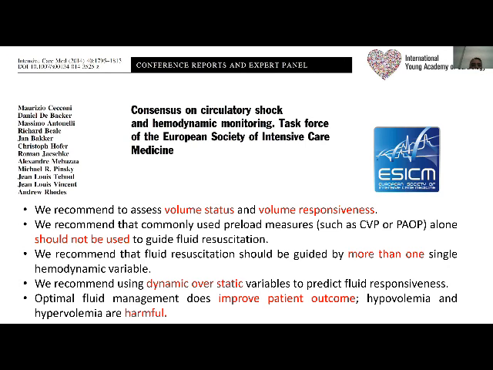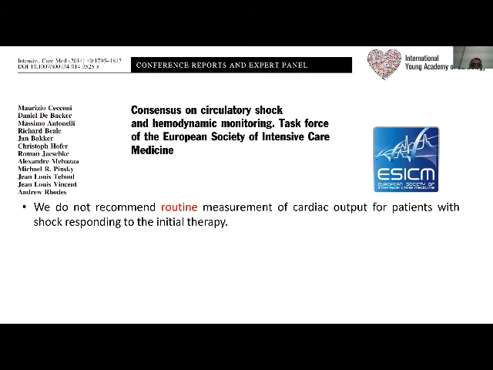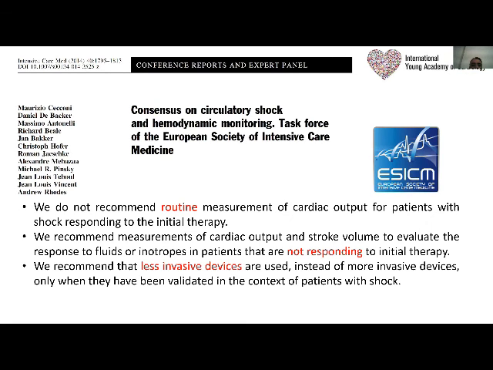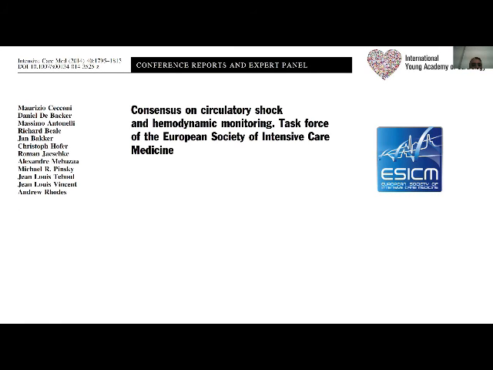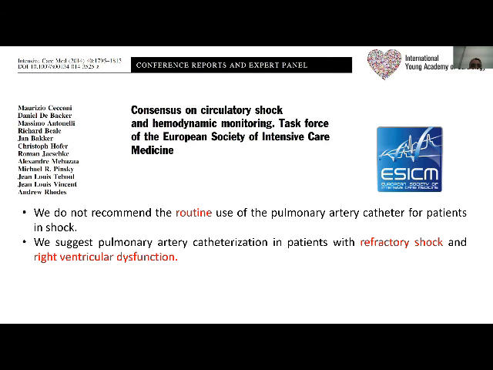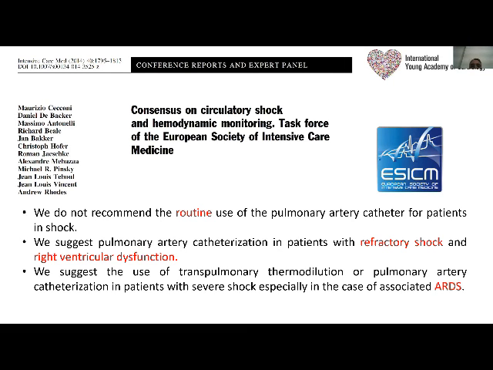Both hypovolemia and hypervolemia are harmful. It's very important to know the volume status of the patients. It's not routine to start cardiac output monitoring for all patients, only if the patient is not showing a good response to your initial therapy. Start with the less invasive devices and then reevaluate again. It's also not routine to use the pulmonary catheter. It may be restricted to patients with refractory shock and right ventricular dysfunction, and also if your patient is diagnosed with ARDS.